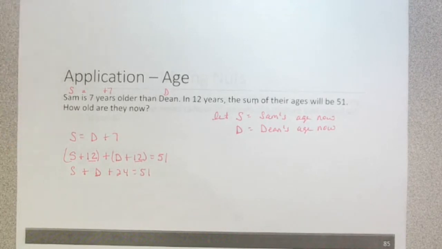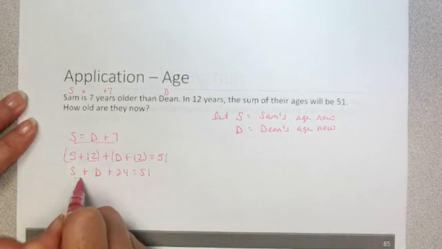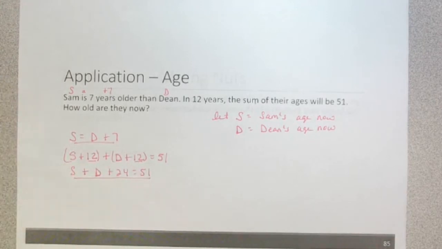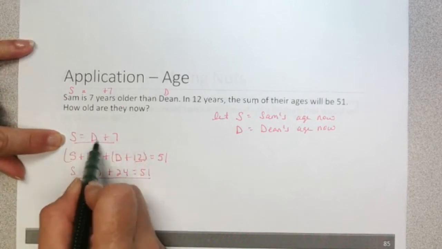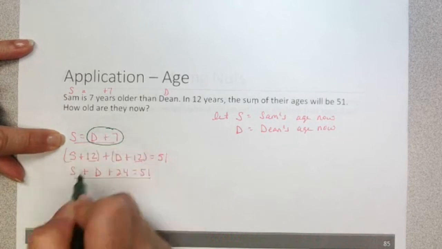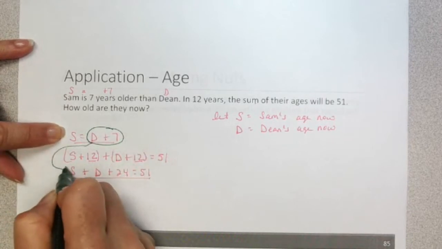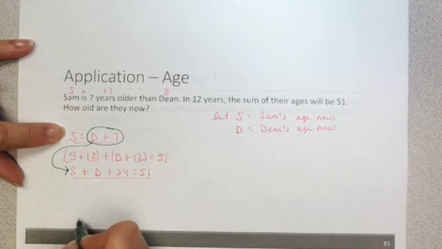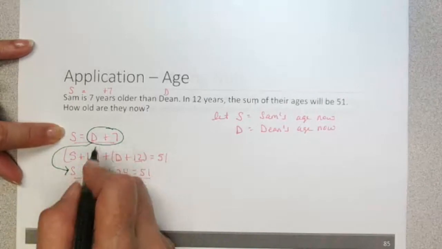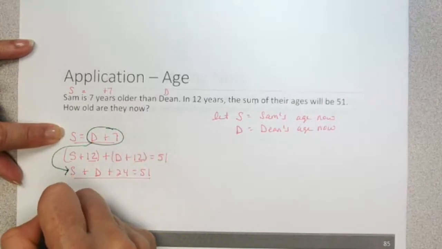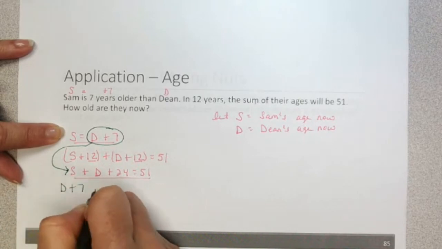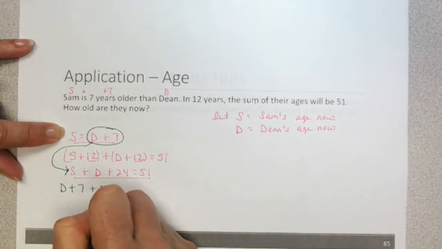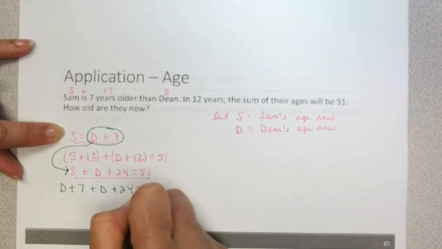Okay. Well, I got two equations. I got that one, and I got that one, right? So I've got two equations and two variables. I can solve it. I think this one is going to be most easily solved with substitution again, right? Because I've got an expression for S right here that I can put into the second equation. That expression for S has D, so then I'll have an equation with just D's in it, okay? So instead of S plus D, we're going to substitute in the D plus 7 for the S, and we're going to say D plus 7 plus D plus 24 equals 51.